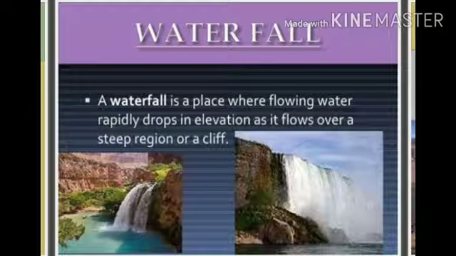A waterfall is a place where the flowing river rapidly drops in elevation as it flows over a steep region or a cliff. Or we can say it like this also: when the river falls suddenly at a steep angle over very hard rocks or down a steep valley side, it forms a waterfall.